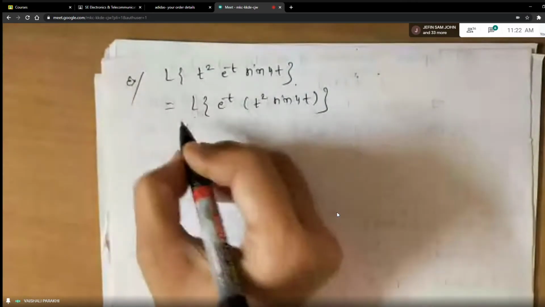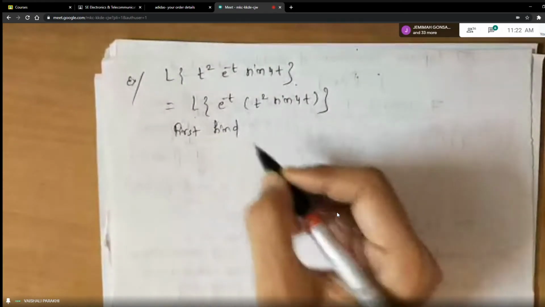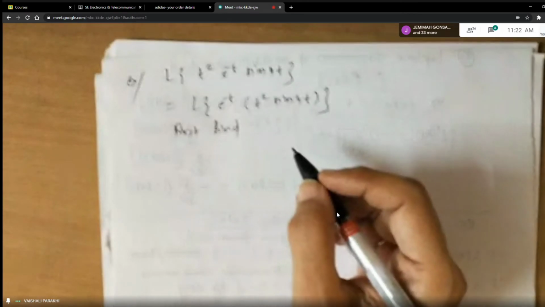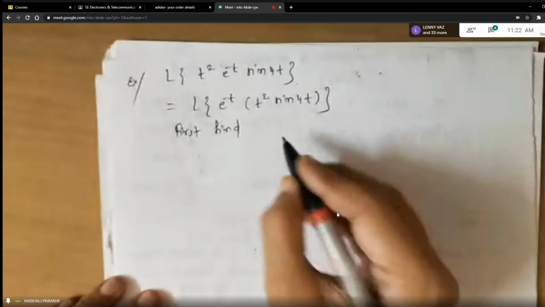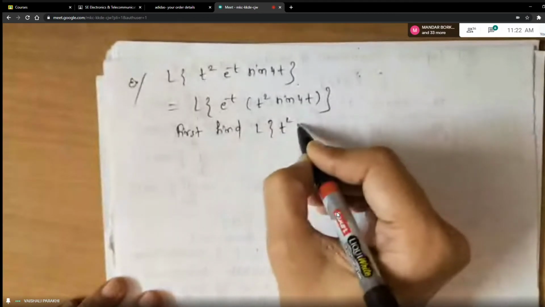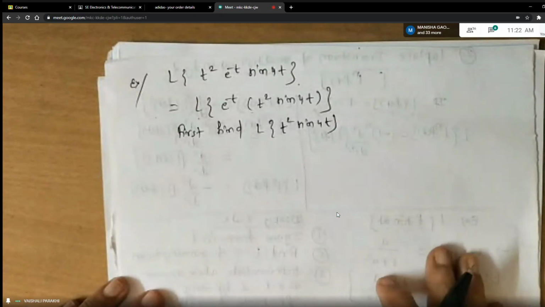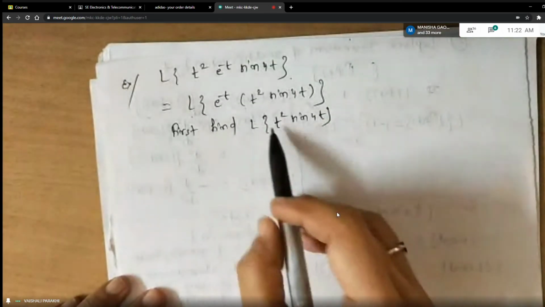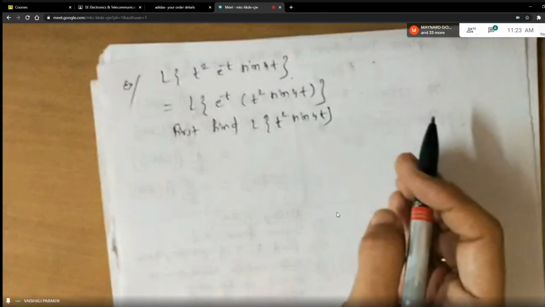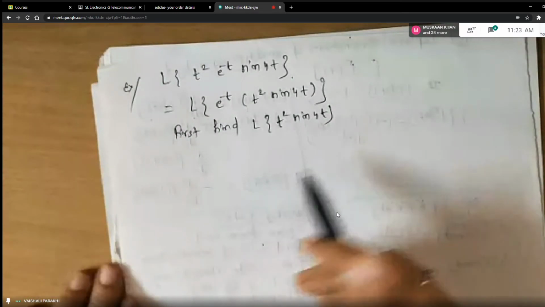According to first shifting property, I'll first be finding the Laplace transform of t square sine 4t, right? Once I get the answer for this, then in the final answer, I'll be replacing s by s plus a. S plus a means what? S plus 1. You understood what I'm saying?